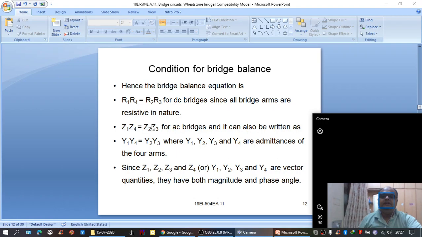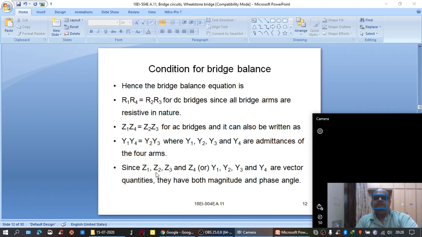So simply by inverting this equation, the left hand portion is brought to the right hand side, so it becomes 1 by Z1 Z4, and the right hand side is brought to the left hand side, so that becomes 1 by Z2 Z3. 1 by Z2 Z3 is Y2 Y3, and 1 by Z1 Z4 is Y1 Y4. So in both cases, the bridge is balanced.